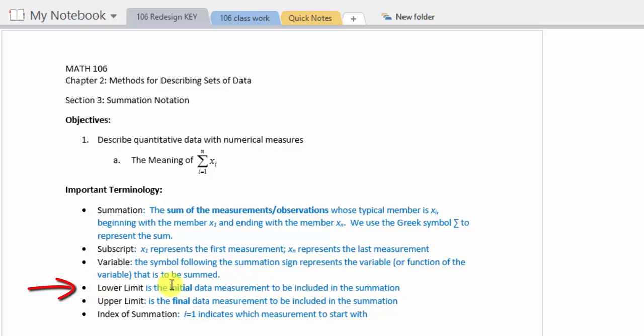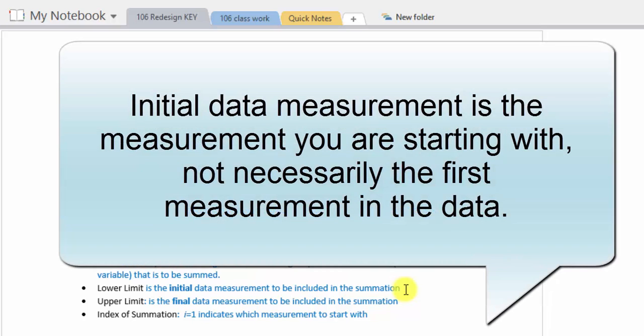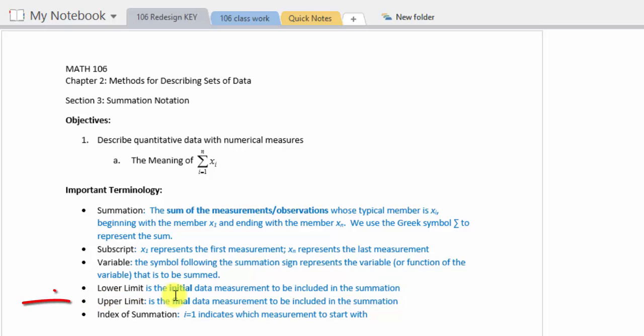The lower limit is the initial data measurement to be included in the summation. So that just indicates which data point we are starting with. It doesn't necessarily mean it's the first number in the data set. It's just your starting point. Upper limit is the final data measurement to be included in the summation. So again, it's just telling us which data value we are stopping with, not necessarily the last value in the data set. Index of summation, that is written below the sigma symbol.